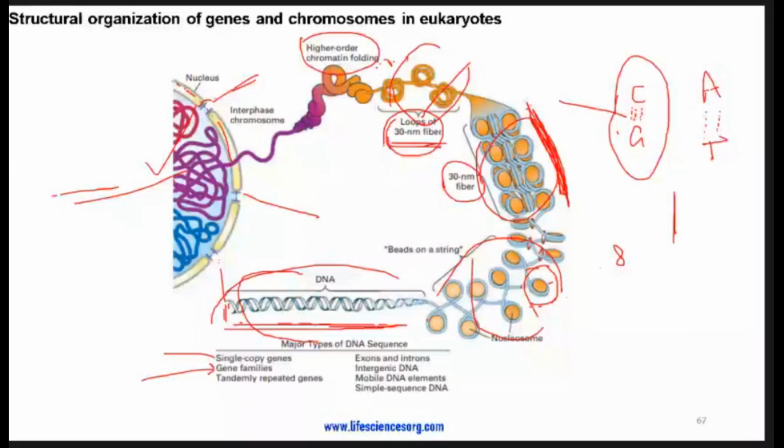There are the tandemly repeated genes. Some genes are repeated 2 or 3 times. The same gene is repeated more than one time. We will see an example in the next slide. There is another DNA element type, for example, the exon and the intron.